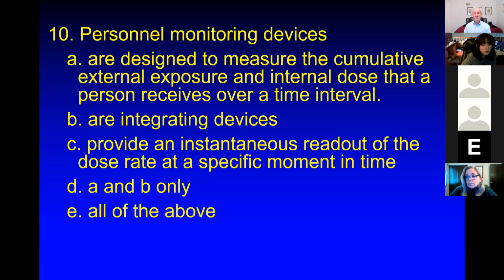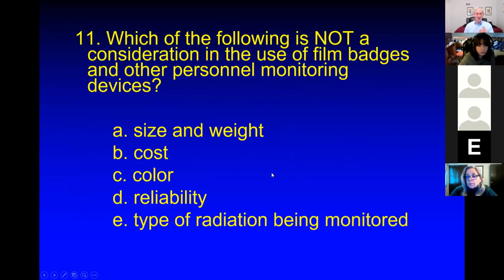Anybody? A and B only? A and B only, sure. We know that it's giving us a cumulative dose. It's integrating over time. That's what this is, an integrating device. So A and B only. We don't want an instantaneous readout. That tells you zero about a cumulative dose.